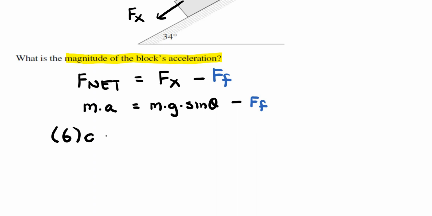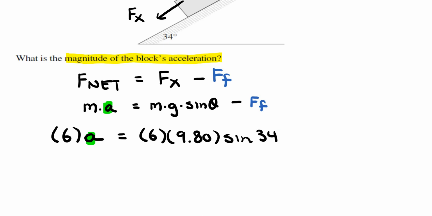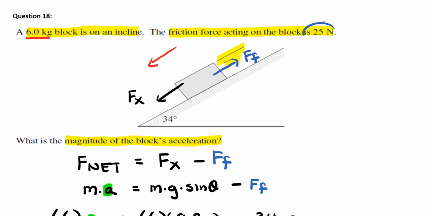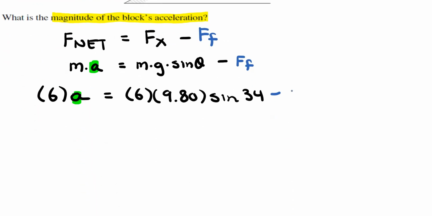And we want to find the acceleration, right? So we're going to find the acceleration there. And this is going to be equal to the mass, which is 6, times 9.80 times sine of the angle. And the angle that's given to us is 34 degrees. And then we have to subtract the force of friction. And the question tells us that the force of friction is 25 newtons. So we subtract 25 newtons there.